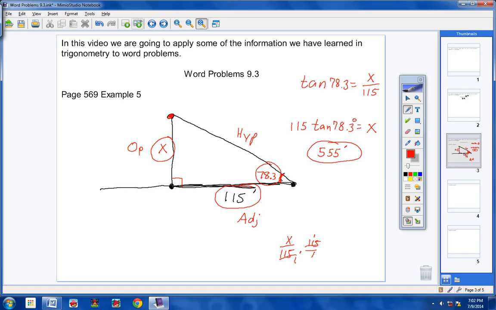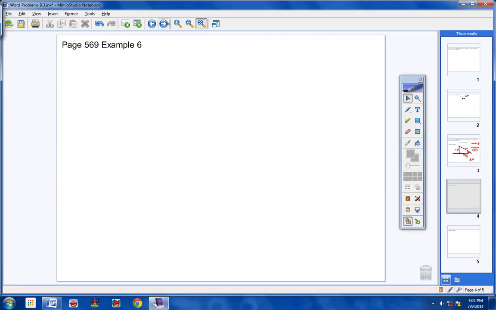Okay, two more word problems, and then you'll have some homework to work on these types of problems. We're still on page 569. We're looking now at example number 6. Number 6 reads as follows. You are 200 yards from a river. Rather than walking directly to the river, you walk 400 yards along a straight path to the river's edge. Find the acute angle between the path that you just walked and the river's edge.